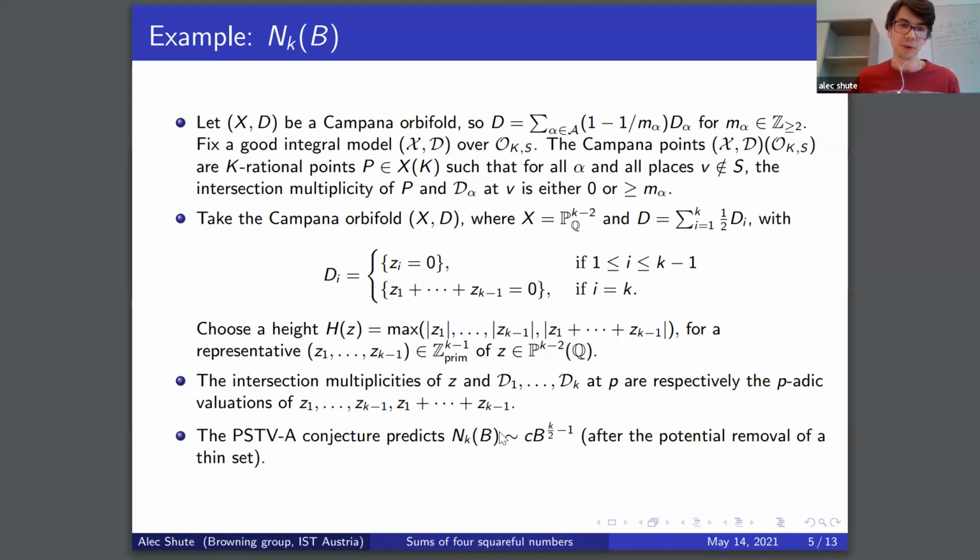Then if you work out what the constants a, b, and c are in this case, it turns out that the PSTVA conjecture is predicting that N_{k,B} is like a constant times B to the k/2 minus 1, a bit like our naive heuristic said. Although this is after the potential removal of a thin set.